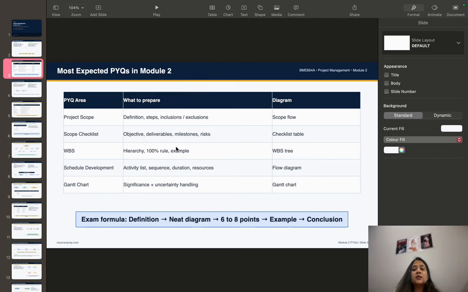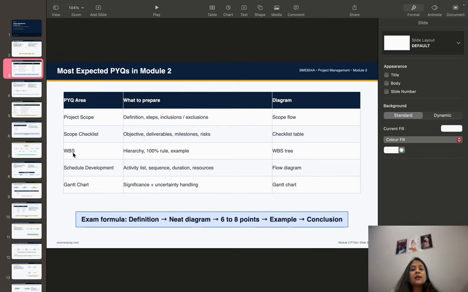Here you can see the most expected PYQs in module 2. The first important topic is project scope. Here you should know the definition, steps, inclusions and exclusions. The second topic is scope checklist. Here you should write the objectives, deliverables, milestones, risk and acceptance criteria.